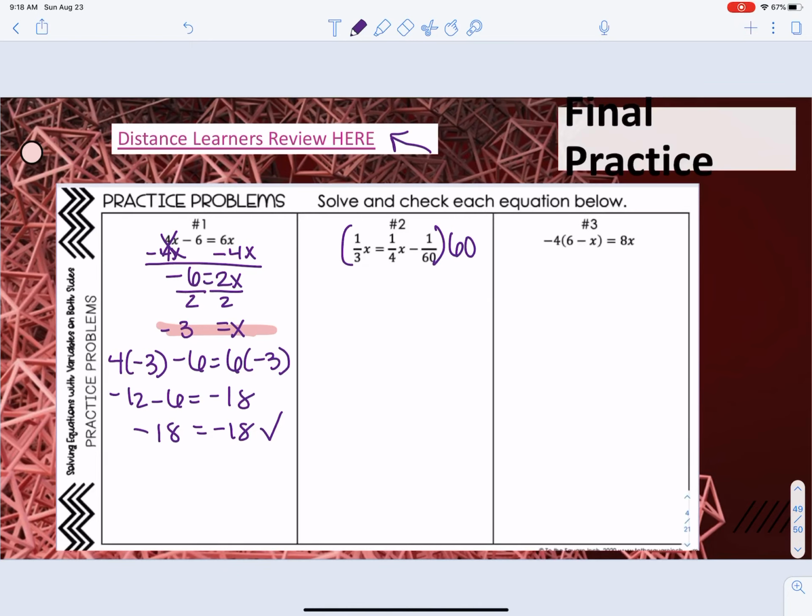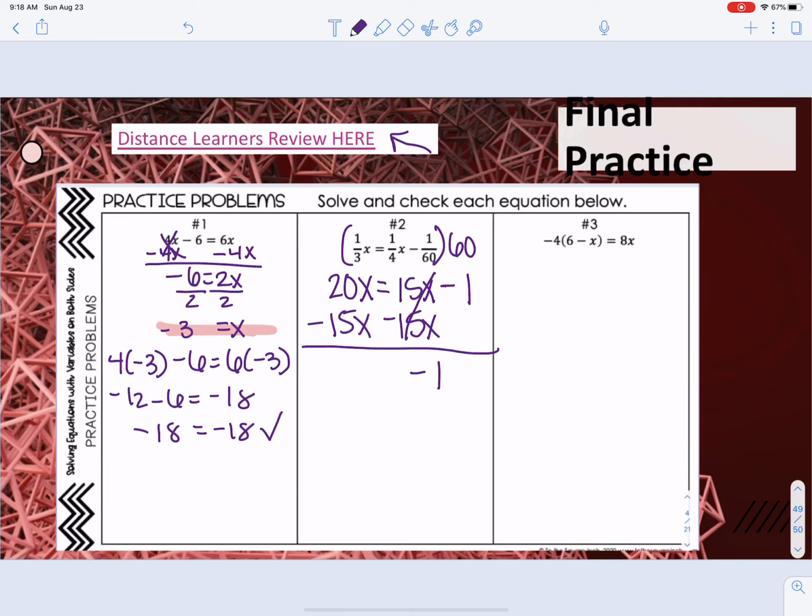So a third of 60 is 20. So I have 20x is equal to a fourth of 60, which is 15x, minus a 60th of 60, which is 1. So then I'll subtract my 15x from both sides. And I have my -1 is equivalent to 5x. I'll divide both sides by 5. So x is equivalent to -1/5. And I'll just plug it right back in to make sure that I was correct.